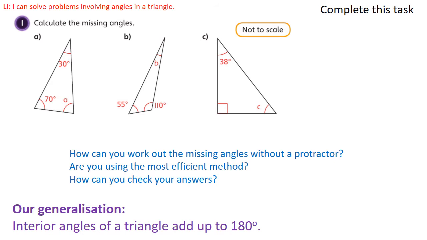So what do you need to do on this one? Well, without using a protractor and without doing any measuring, now I'm asking you to do all the working out, just like we've done on those first two. Remember, it doesn't matter if you use method A or method B, but your key is your generalisation. Interior angles of a triangle add up to 180 degrees. So long as you use that, you'll be able to work out these ones.